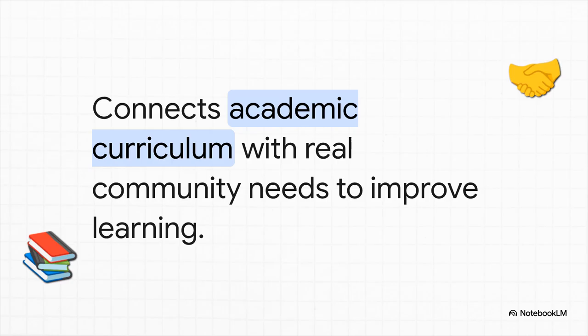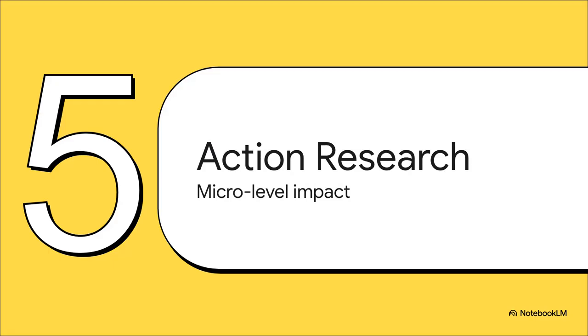It connects the academic curriculum directly with real diagnosed community needs. It creates this mutually beneficial feedback loop. The students apply their scientific and humanistic knowledge to solve real problems, which improves the social reality, while the reality of the community drastically improves the quality and depth of the students' learning. It's a win-win. And that leads us into Section 5, Participatory Action Research.